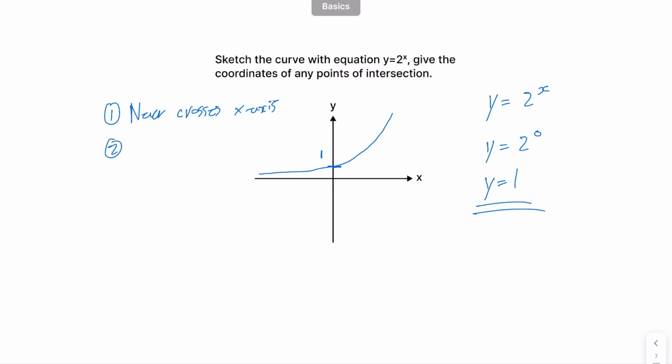The second one is intercepts y-axis at 1. And third one is grows rapidly.